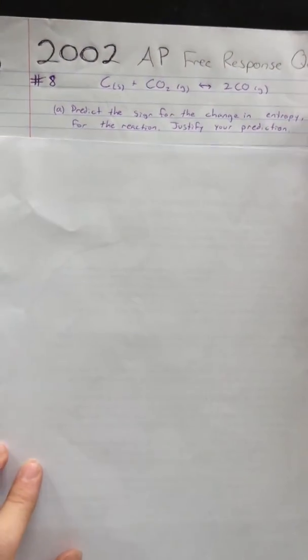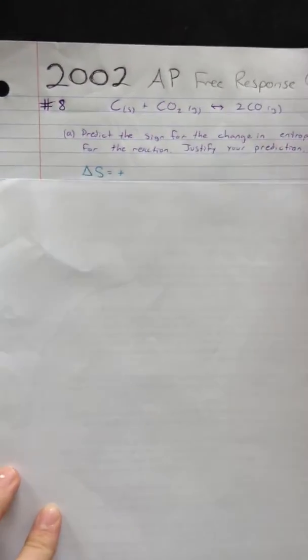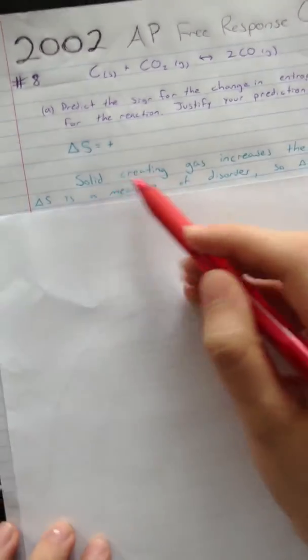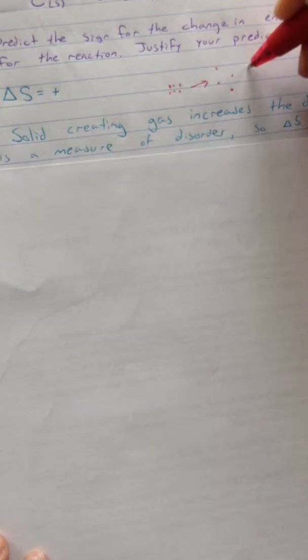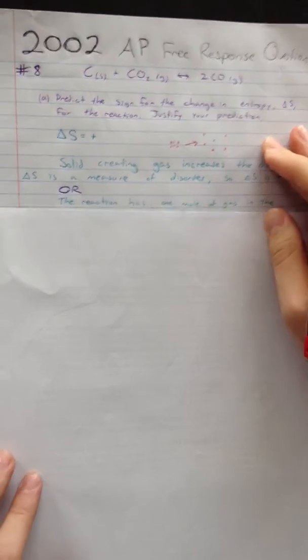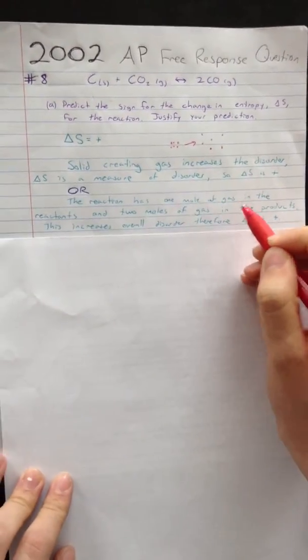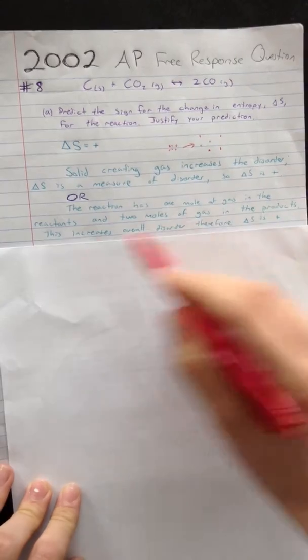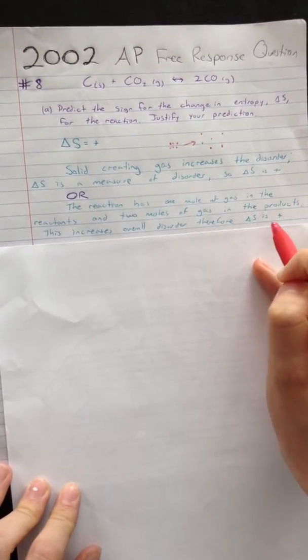Justify your prediction. So delta S is positive, and we can explain this with 2 reasons. 1, solid creating gas increases the disorder. Delta S is a measure of disorder, so delta S is positive. And you see this with the molecules in a solid. They're all orderly, but as it goes to gas, it's a lot of partying going on, a lot of disorder. Or, the reaction has 1 mole of gas in the reactants and 2 moles of gas in the products. This increases overall disorder, therefore delta S is positive.